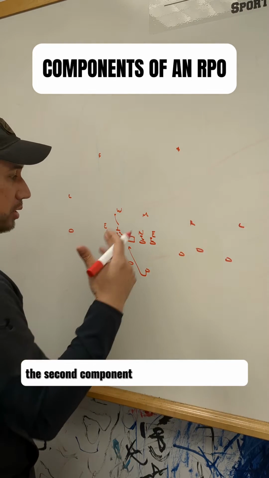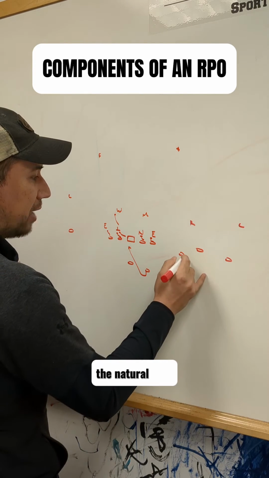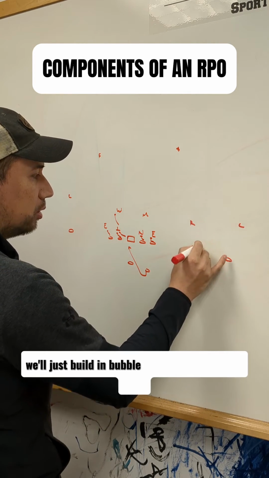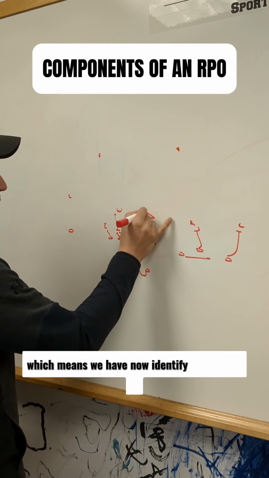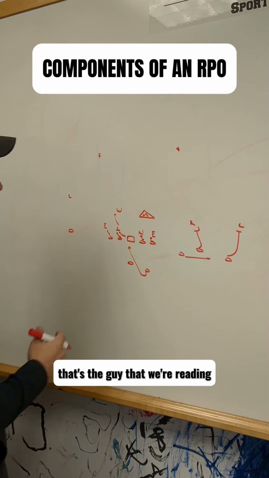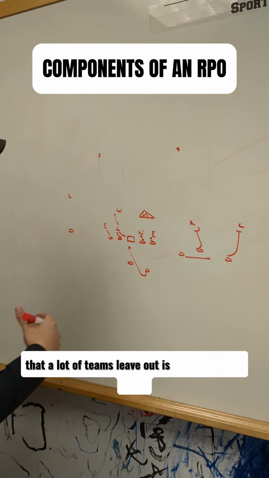The second component is the next obvious one, which is what is the pass that comes off of it, the natural pass. So in this case, we'll just build in bubble with blocks out here, right? Which means we have now identified who +1 is. That's the guy that we're reading. Now, the last thing that's in an RPO that a lot of teams leave out is the alert throw.